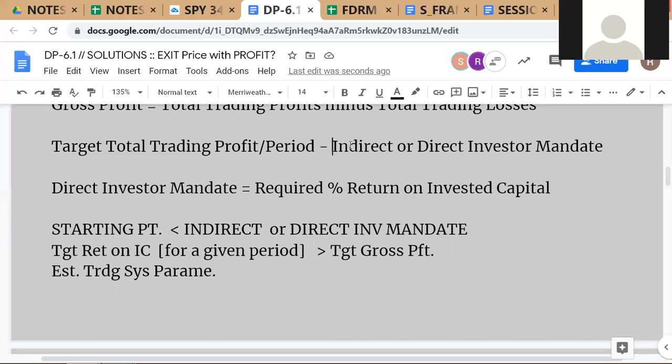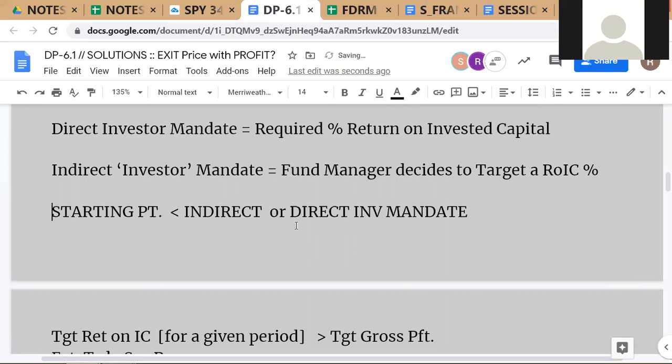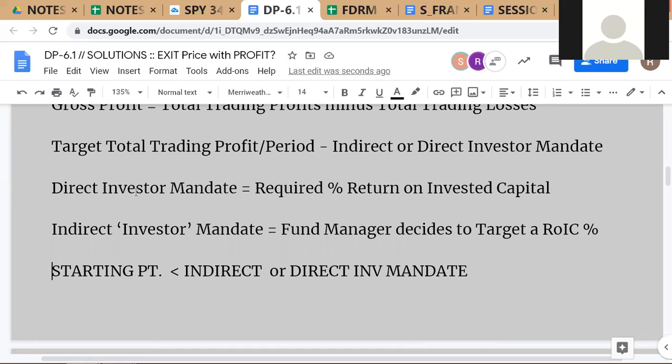Or you could also have an indirect investor mandate. Where basically the fund manager, you'll notice this, this actually is done by the fund manager, not by the investor. That's why it's put the investor in inverted commas. Fund manager decides to target a return. Okay. So here what happens in the case of an indirect mandate, the fund manager decides. This one is given by the investor. Okay, direct investor gives it. Here the fund manager determines.